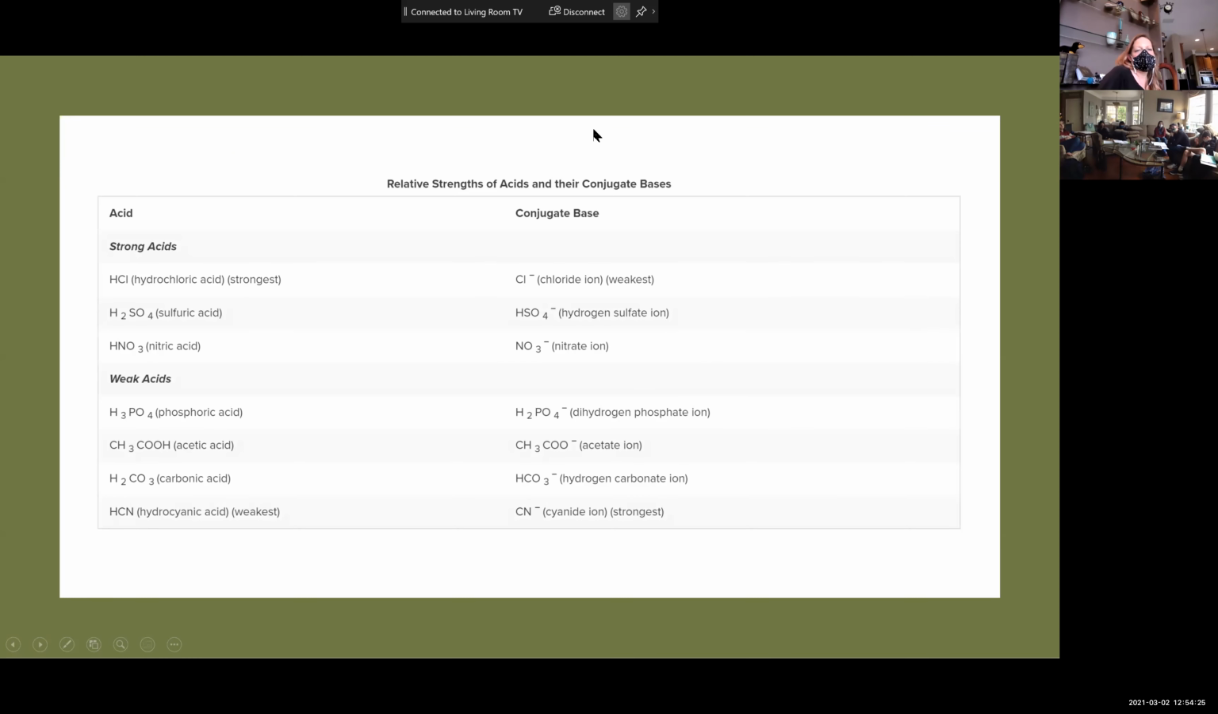So here's a chart, relative strengths of acids and their conjugate bases. So this is just interesting. You've got your hydrochloric acid here. They're putting that in your strongest category, right? And your chloride ion itself is pretty weak. And then you've got your sulfuric acid, hydrogen sulfate ion. So you can see that for the weakest bases and acids, their ions by themselves, they're denoting those as stronger or weaker, and it's opposite.